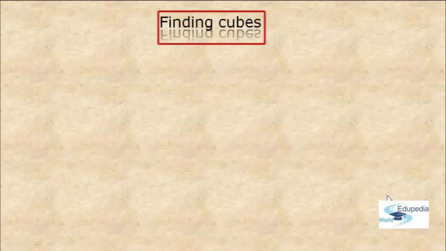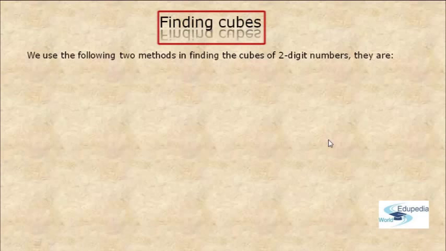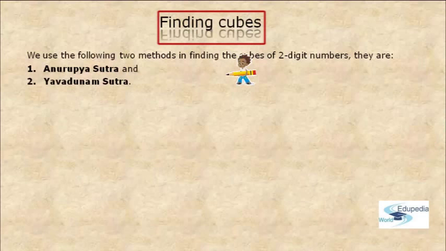In Vedic mathematics, we have two different types of sutras for finding the cubes of a two-digit number. The first is called Anurupya Sutra, and the second is called Yavadunam Sutra. Now let us discuss the Anurupya Sutra, what is the process involved in it, and how to apply this sutra to find the cube of a given two-digit number.